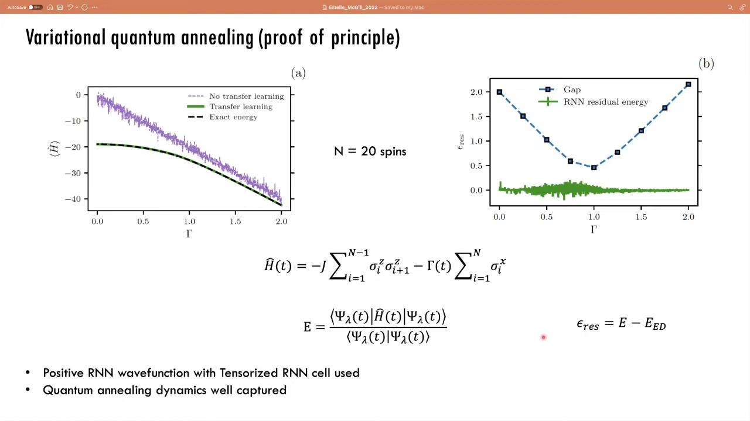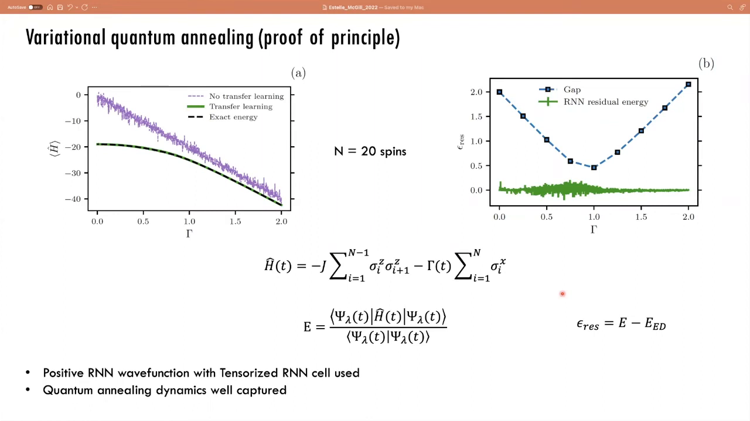Another thing we check is the so-called residual energy. It is just the difference of energy between the ground state estimation we have from the algorithm and the exact one, which for 20 spins we can find by exactly diagonalizing the Hamiltonian. And we see that indeed it is almost always close to 0. And this is the gap, the energy difference between the first excited state and the ground state. And indeed, the residual energy is very small compared to the gap. So it shows that indeed we can reproduce quantum annealing dynamics variationally using neural networks.